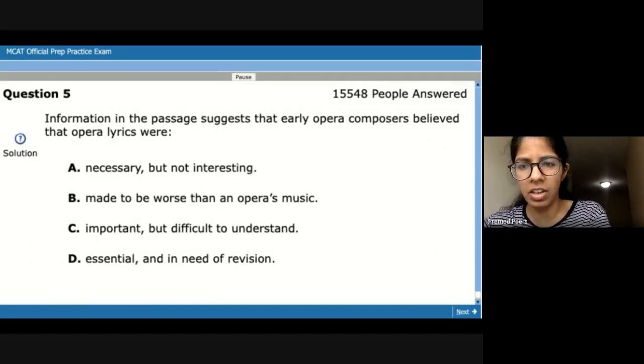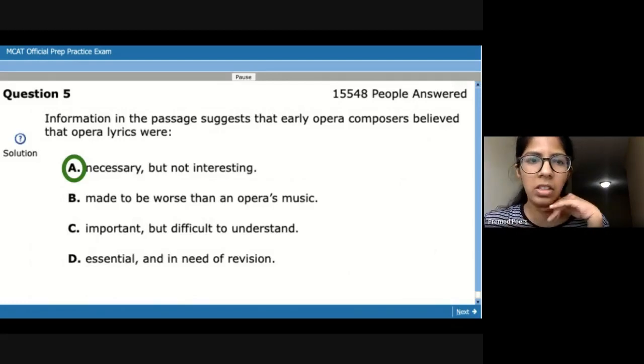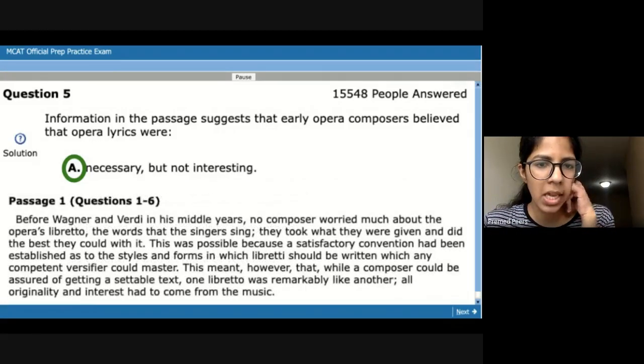Yeah, that's right, Rishina. I don't know if you're just clarifying, but that's correct. So yeah, 5A is correct. So let's look back in the passage.